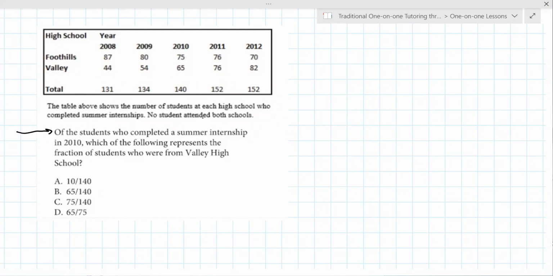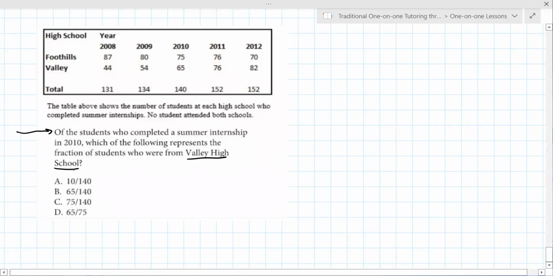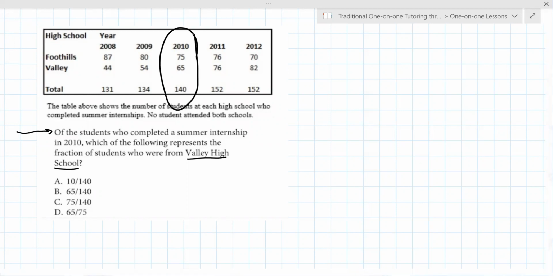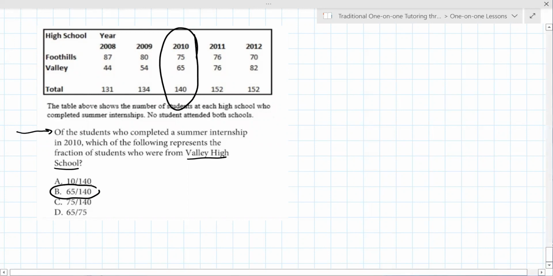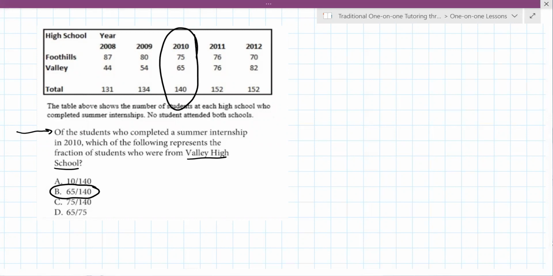Letter B. Okay. How confident are you in your answer? Pretty confident. Yeah, so they want the ones from Valley High School. You're looking at just this column. I would recommend circling the one that you're supposed to be focusing on. And yeah, it's 65 out of 140. Again, notice it's not reduced. I don't know why. It's just the way it goes.